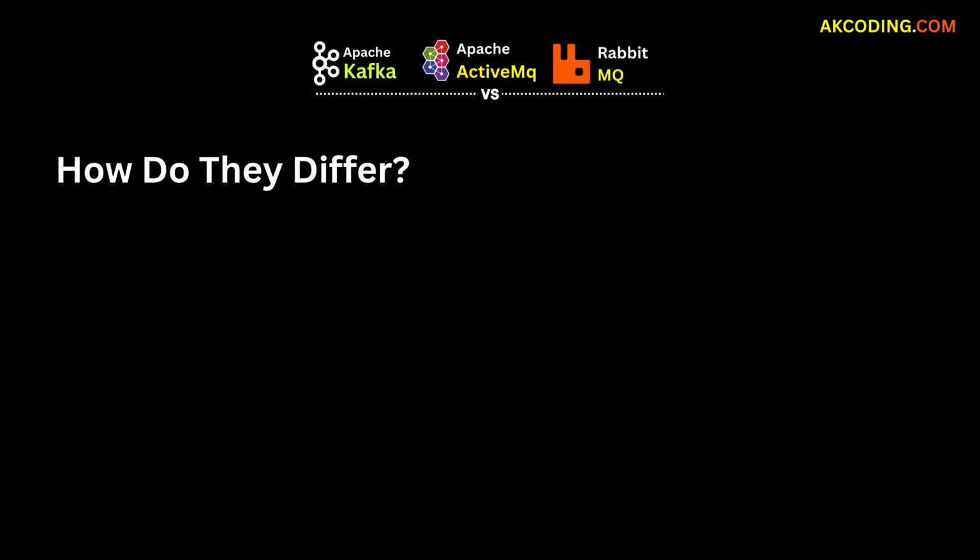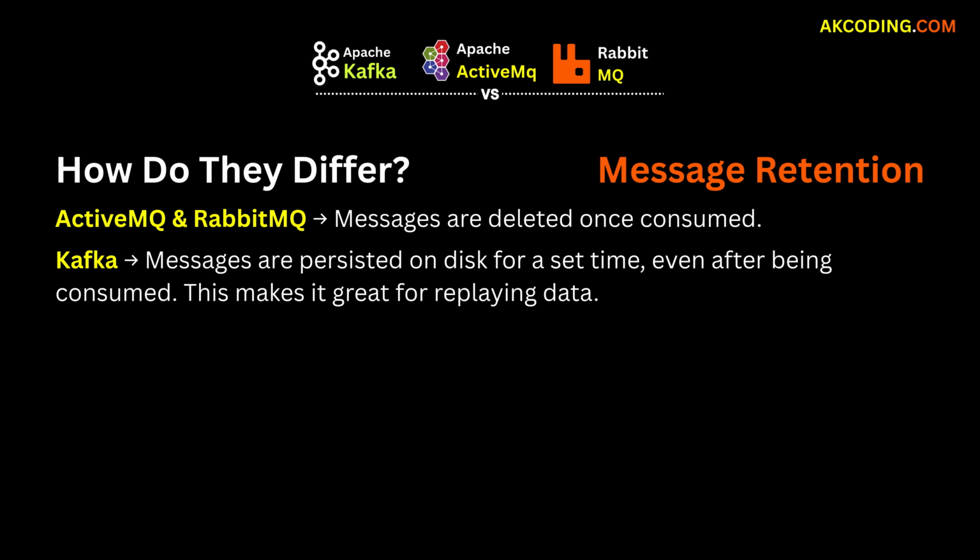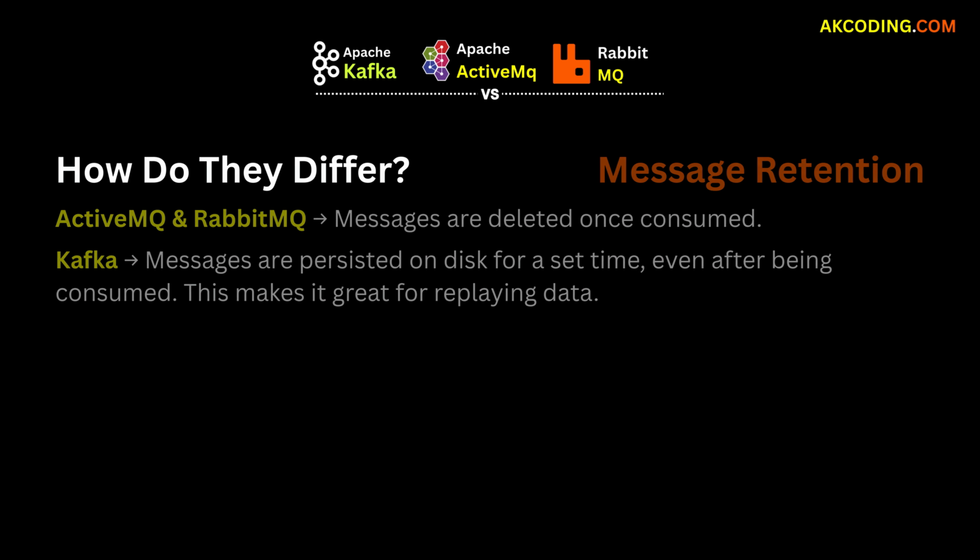Now let's understand with the message retention aspect. In ActiveMQ and RabbitMQ, messages are deleted once consumed, while Kafka messages persist on the disk for a set time, even after being consumed. This makes it great for replaying data.